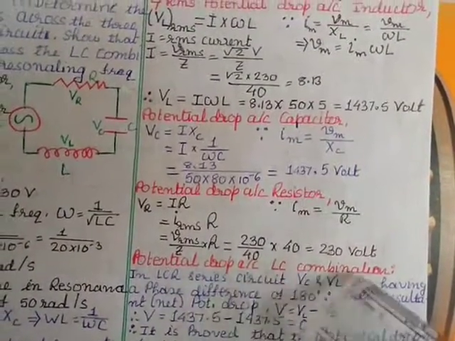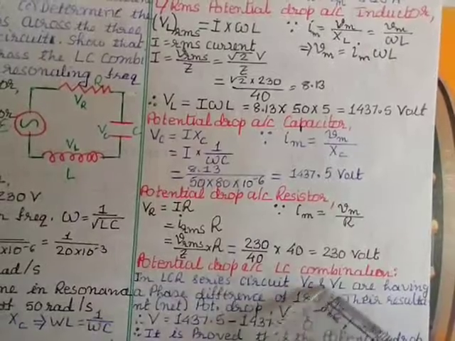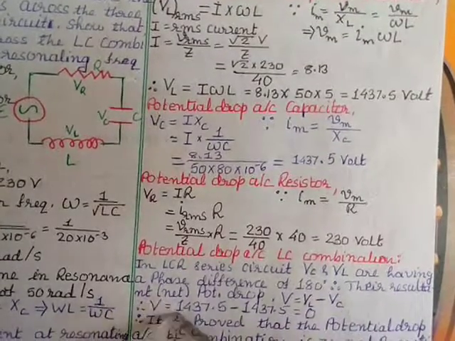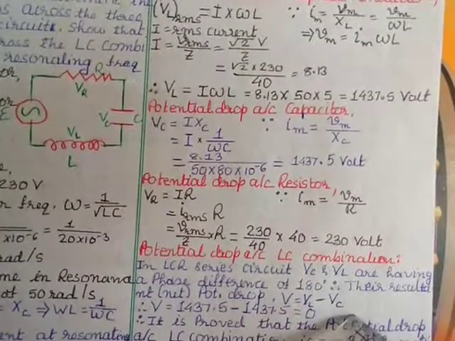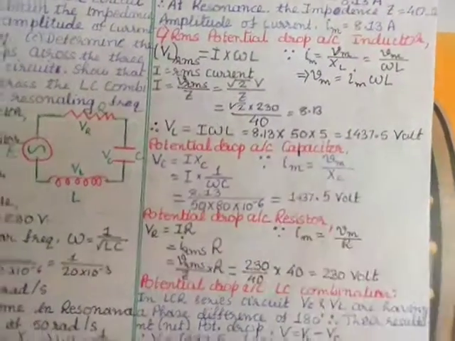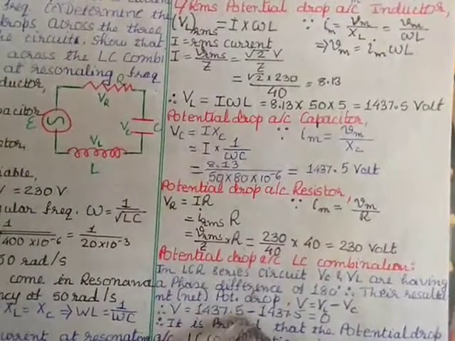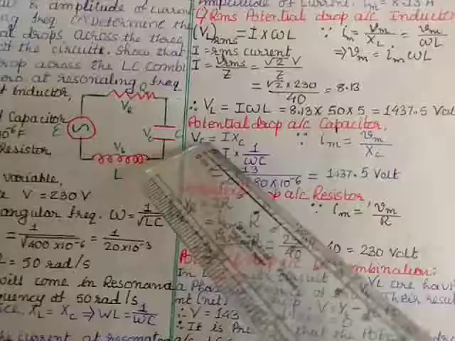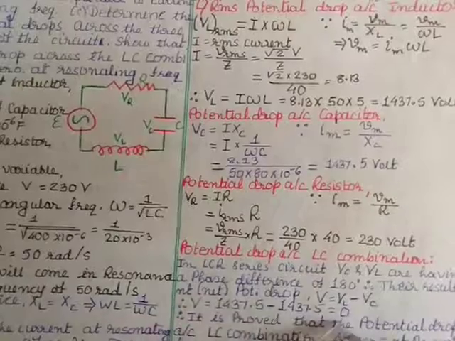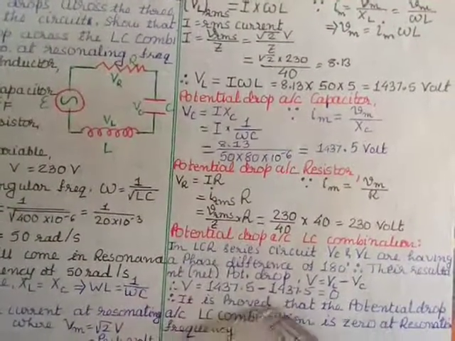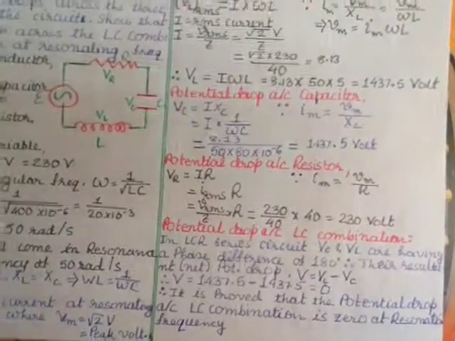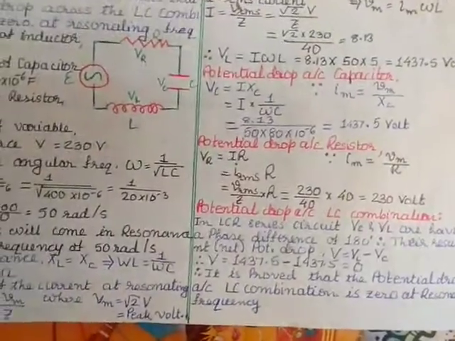Potential drop across LC combination. In LCR series circuit, VC and VL have a phase difference of 180 degrees. Therefore, the resultant, that is the net potential drop, V is equal to VL minus VC. What is the VL value? VL value is 1437.5 volt. So I put here 1437.5 volt minus VC. What is VC? This one, 1437.5, the same. Since they are the same, the result is equal to 0. Therefore it is proved that the potential drop across LC combination is 0 at resonating frequency. So that is the solution for question number 7.11.